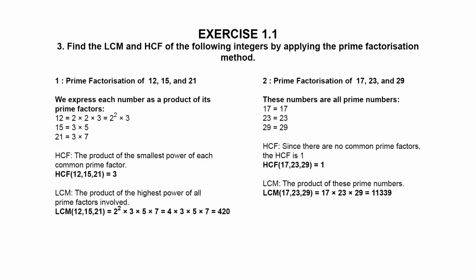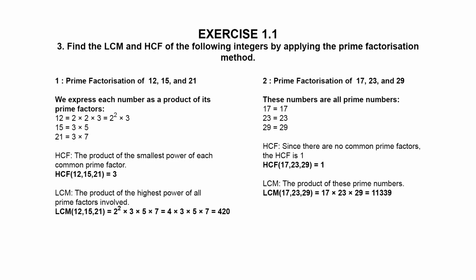Problem 3. Find the LCM and HCF of the following integers by applying the prime factorization method. Problem 1. Prime factorization of 12, 15, and 21. We express each number as a product of its prime factors. 12 is equal to 2 into 2 into 3 is equal to 2 square into 3. 15 is equal to 3 into 5. 21 is equal to 3 into 7.